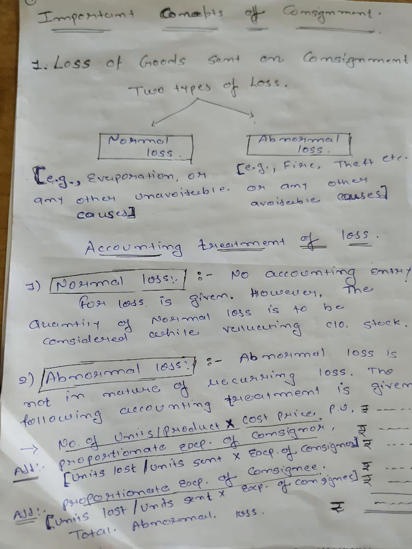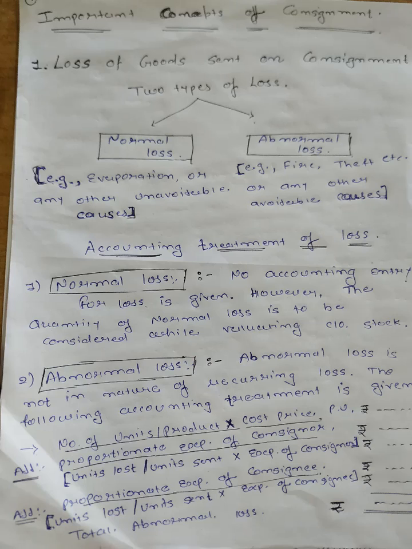Second one is abnormal loss. It is the most important concept of this chapter. In a 14 mark sum, I am 100% sure one of the adjustments is related to abnormal loss due to fire or due to theft. Now, abnormal loss is not in the nature of recurring loss. The following accounting treatment is given.